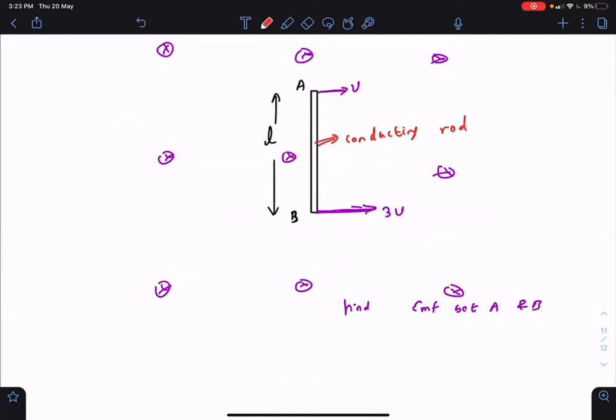Sir, here will it also rotate, sir? Yeah. Obviously, because velocities are given different for different points. Yes. So it means that rotation is also happening.